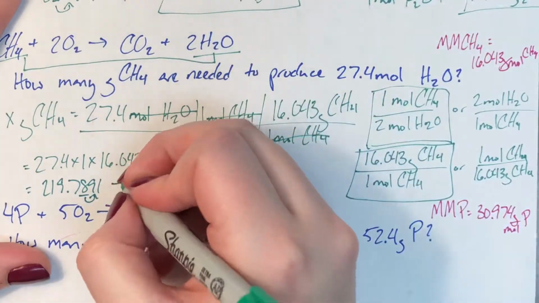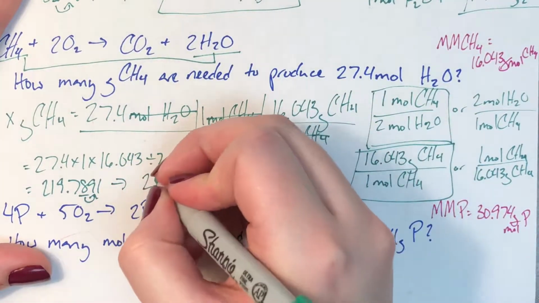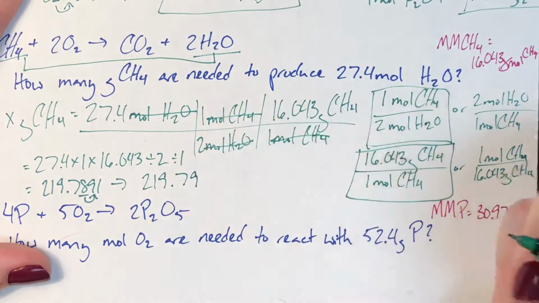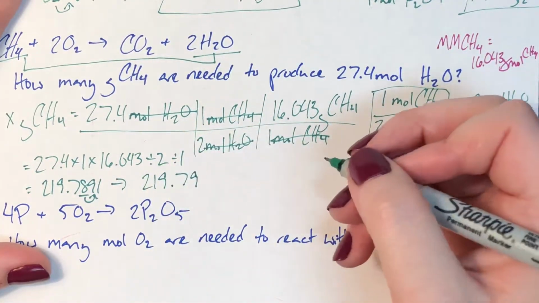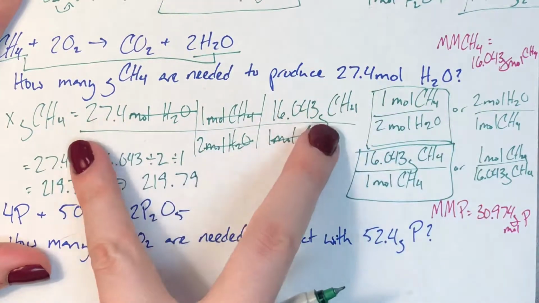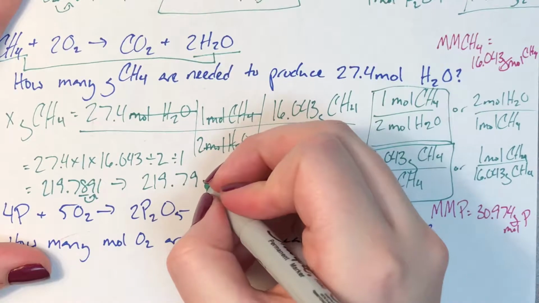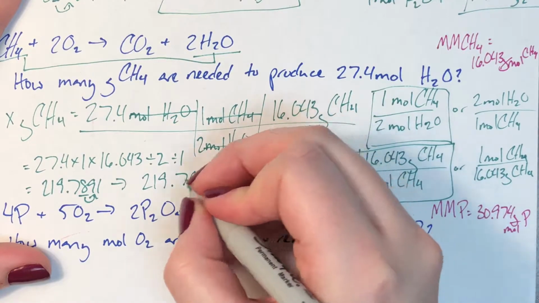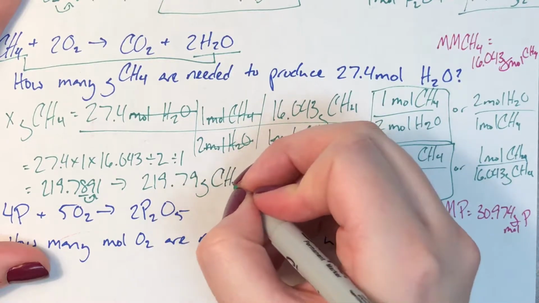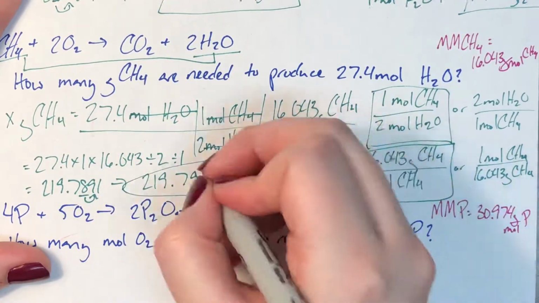I want to round it to 2 decimal places here, so I'm going to look over to see if I need to round up. 9 does make me round up, so I will rewrite it as 219.79. This number needs to be addressed with a unit. I will look to see what unit I want and the unit I'm left with. They should be the same at this point, and I'm going to use it. So it's going to be 219.79 grams methane.